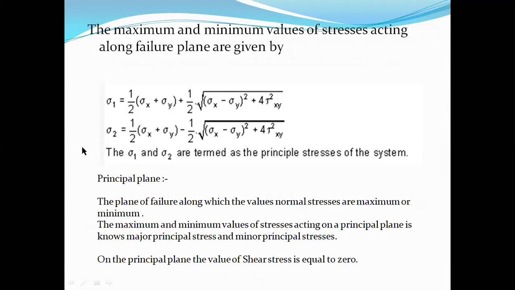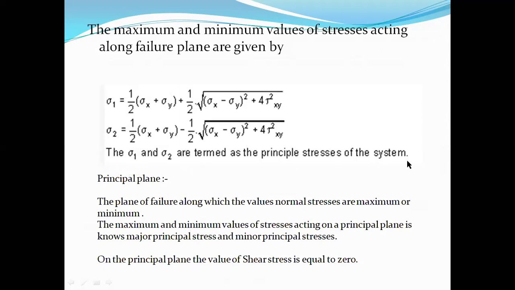In the same way, the minimum value is equal to 1 by 2 into sigma x plus sigma y minus 1 by 2 into the square root of sigma x minus sigma y whole square plus 4 tau xy whole square. That is, the maximum or minimum value is sigma x plus sigma y by 2 plus or minus, where plus indicates the maximum and minus indicates the minimum, 1 by 2 into the square root of sigma x minus sigma y whole square plus 4 tau xy square. Here sigma 1 and sigma 2 are termed the principal stresses on the system.